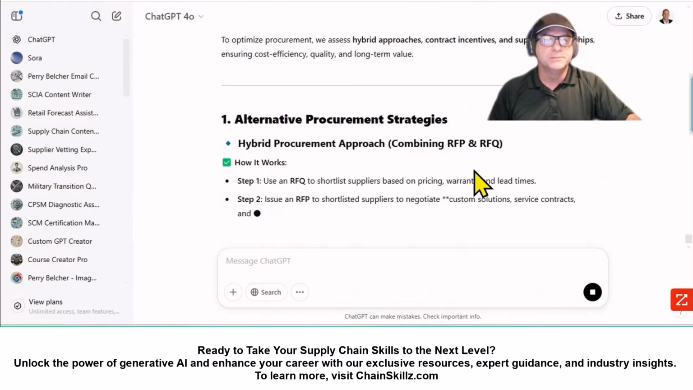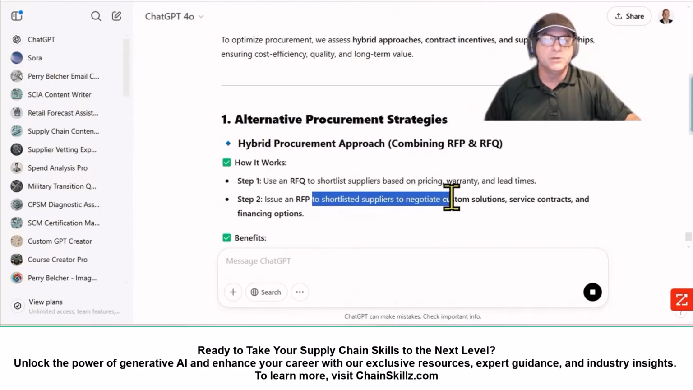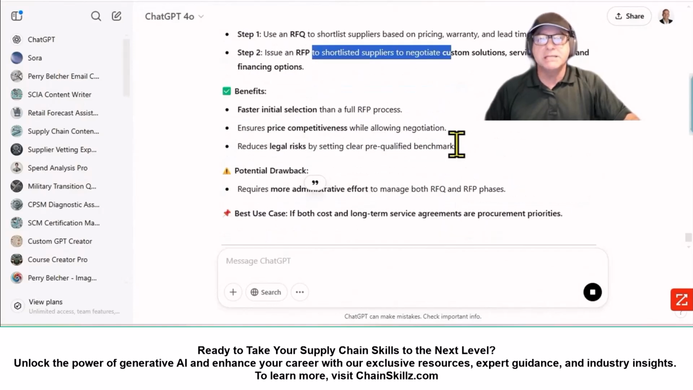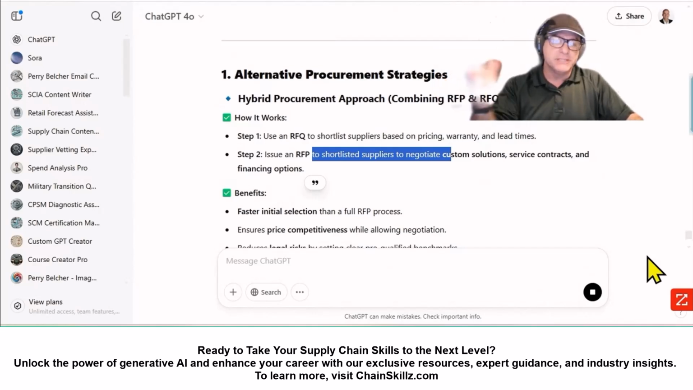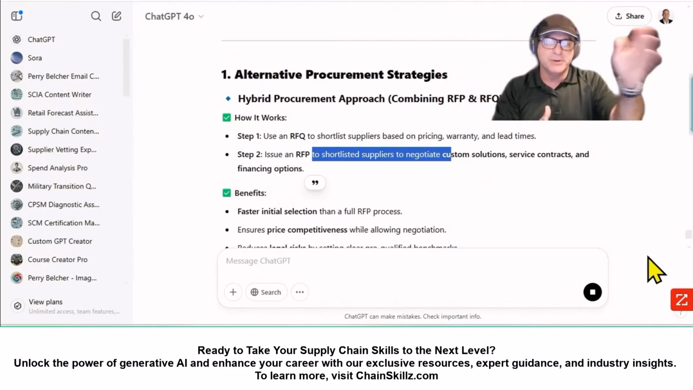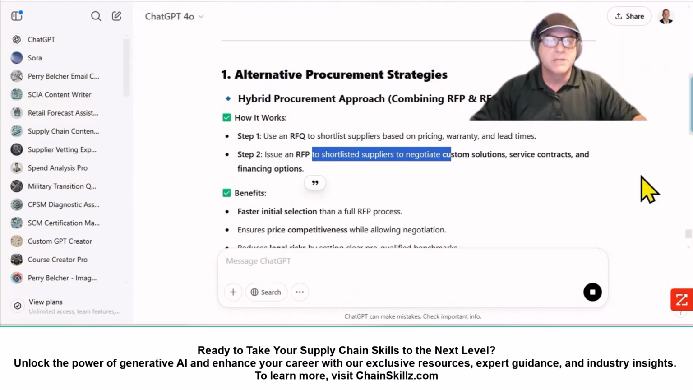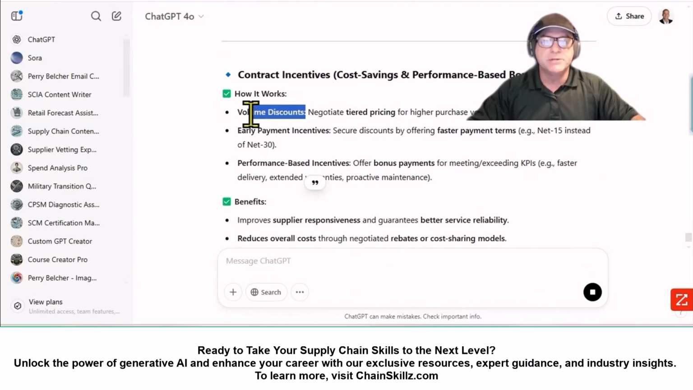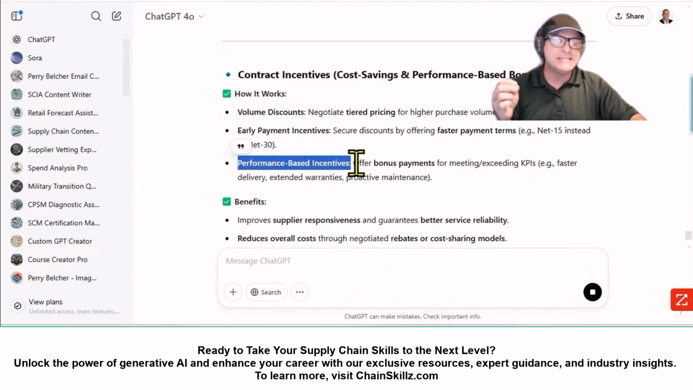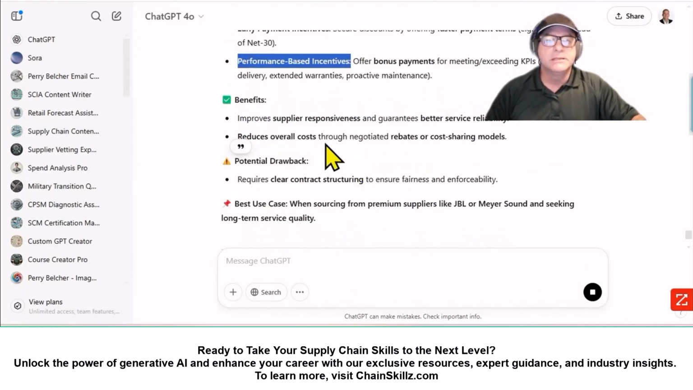RFP, RFQ. RFQ shortlist suppliers and do an RFP to those shortlisted suppliers to do a negotiated custom solution. I like that, right? You do an RFQ, take the top 3, say, okay, based on these top 3, I want you to give me an RFP to break down your quote. It could work. Definitely could work. Contract incentives, volume discounts, early payment incentives, performance-based incentives, especially if they're doing installation and maintenance, right? That would be something to put in here, right?